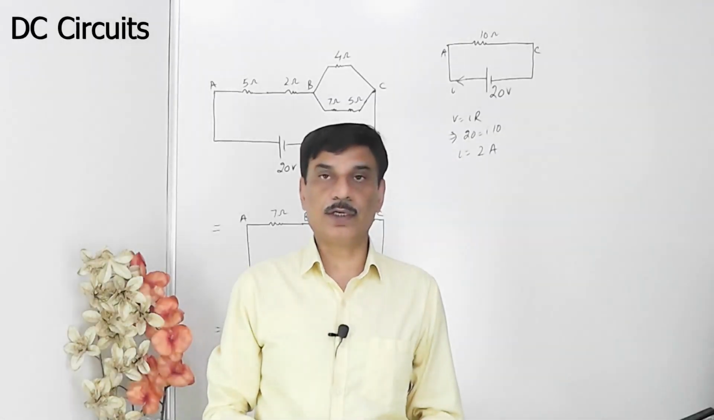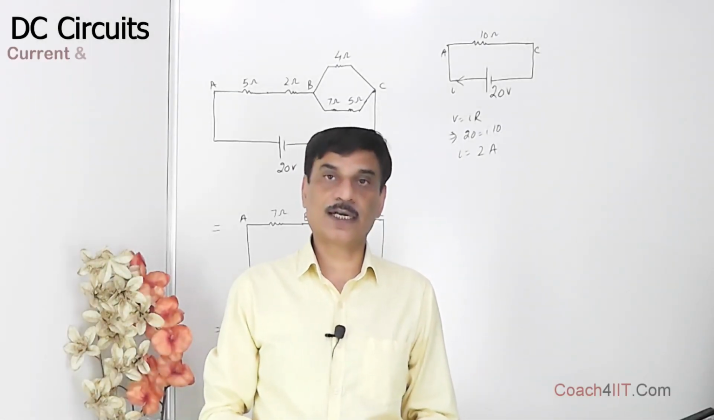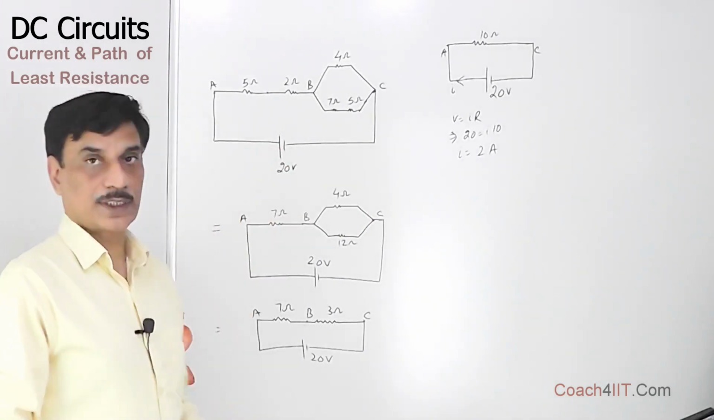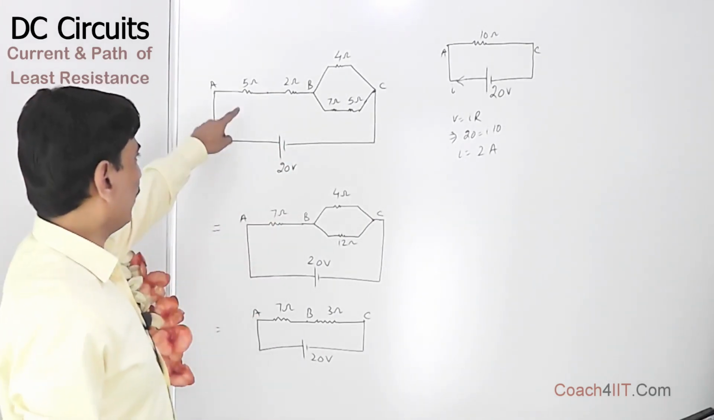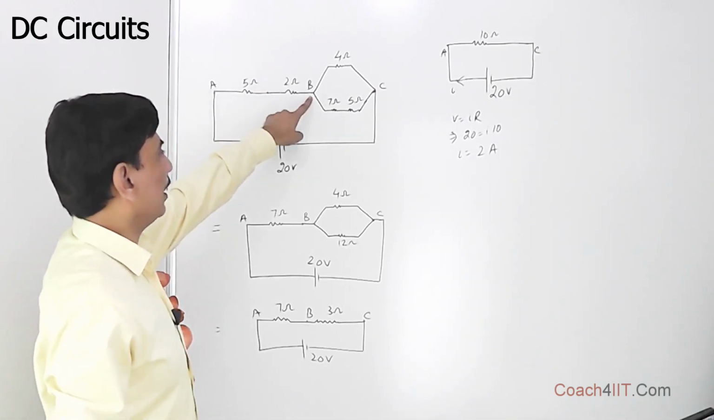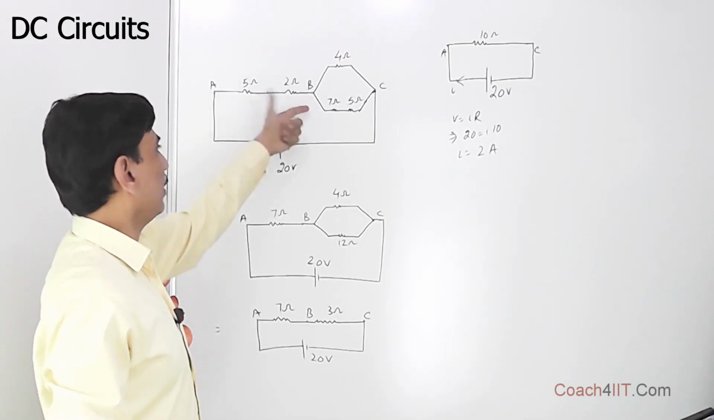Steps we have taken to find the equivalent resistance and the current in the circuit. So it goes like this. This is the original circuit of the network. We have taken 5 and 2, the equivalent resistance between A and B, that is, what is the resistance between A and B.